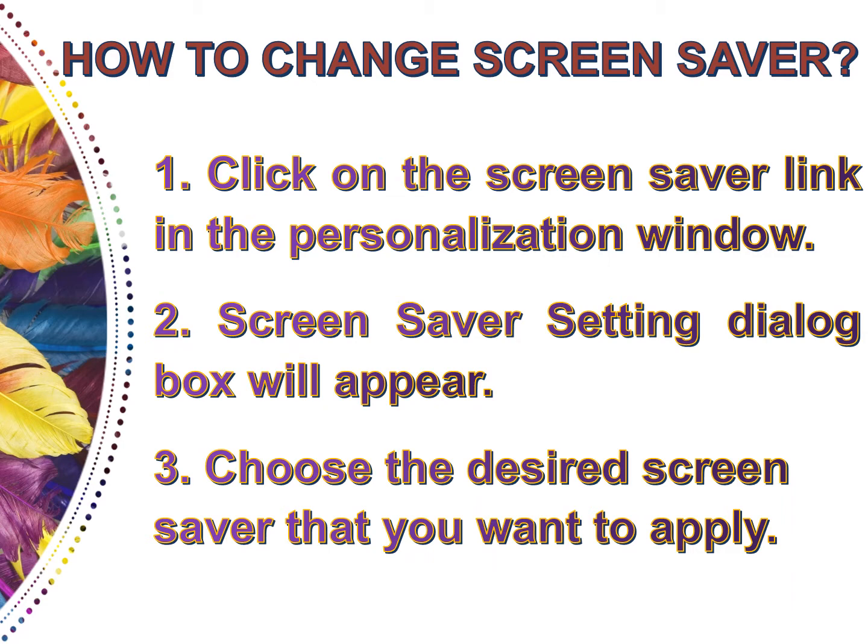Let's discuss now how to change the screensaver. The steps are: number 1, click on the screensaver link in the personalization window. This displays the screensaver settings dialog box. In the screensaver settings dialog box, choose the screensaver that you want to use from the screensaver list, and in the wait box specify the minutes for which the computer should remain idle before the screensaver is displayed, and then click on the OK button. The desired screensaver will be applied.